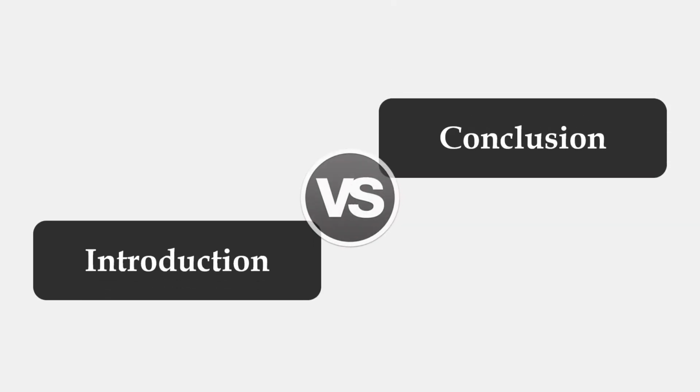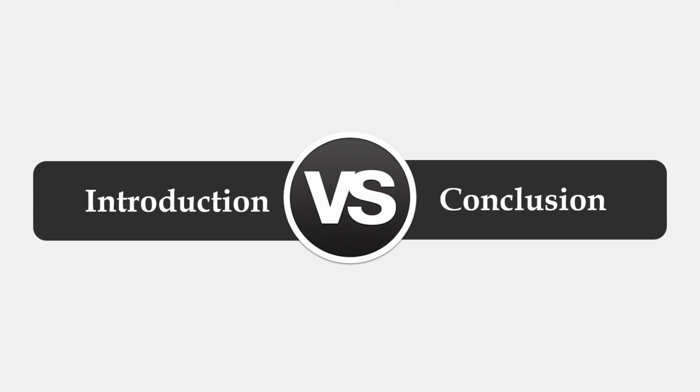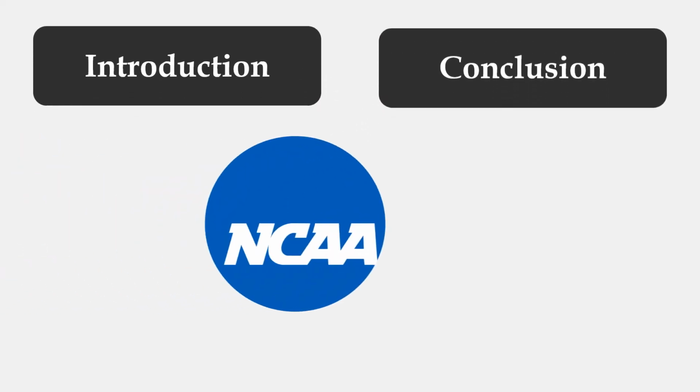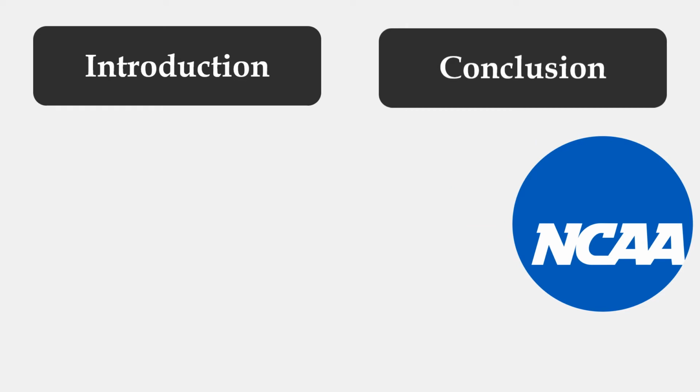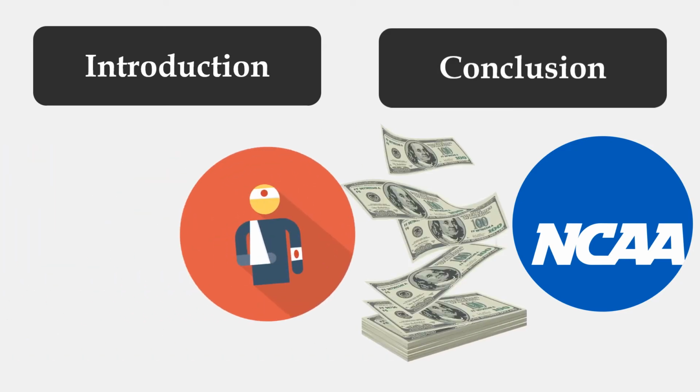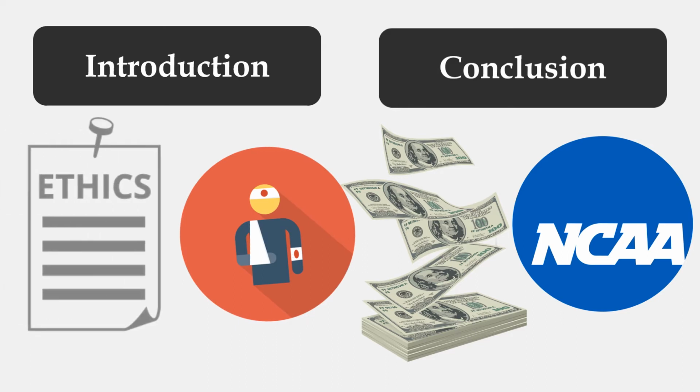The introduction versus the conclusion. To demonstrate how these two differ, we're going to take a look at that hypothetical NCAA paper. In order to argue that college athletes should be paid, we've outlined three key pieces of evidence: the revenue that the NCAA generates, the fact that players risk their health, and the ethical considerations. In the introduction, we want to outline all three of these, but we don't go into specific detail.